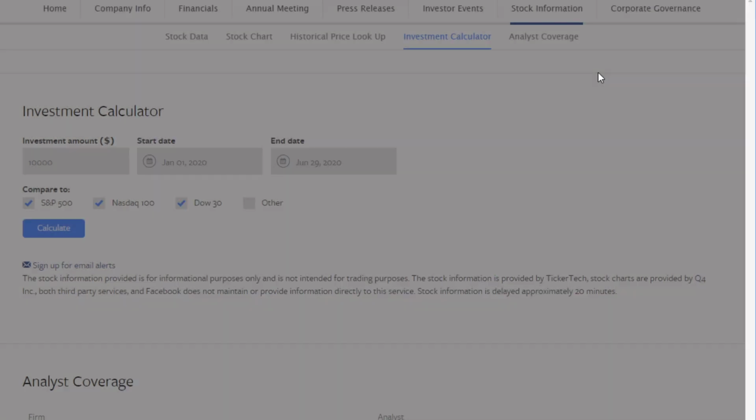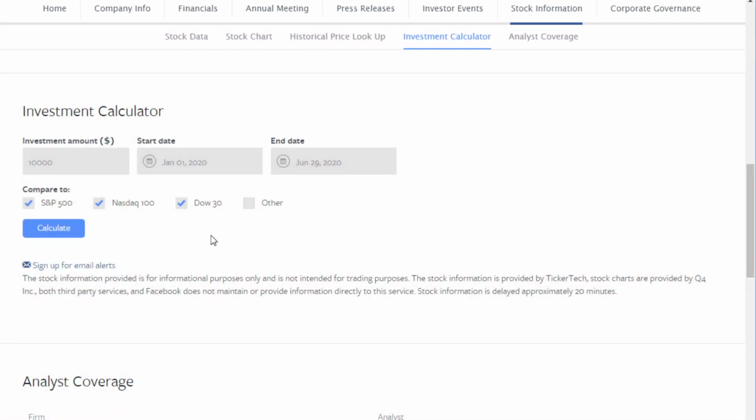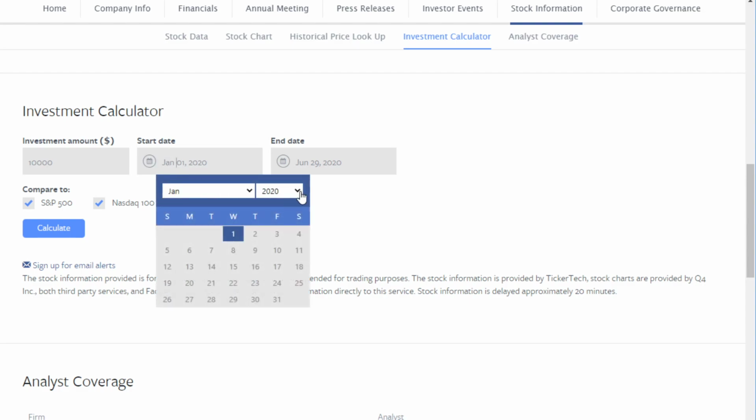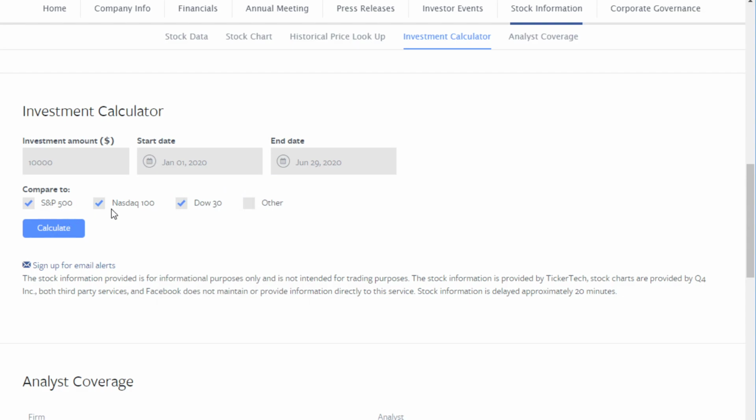So that's a very interesting calculator that I found on the Facebook site. I'll share the link in the description box below so you can compare all these stats. If you want, you can change the start date of this calculator and then calculate the return of S&P 500, NASDAQ, and Dow compared to Facebook.